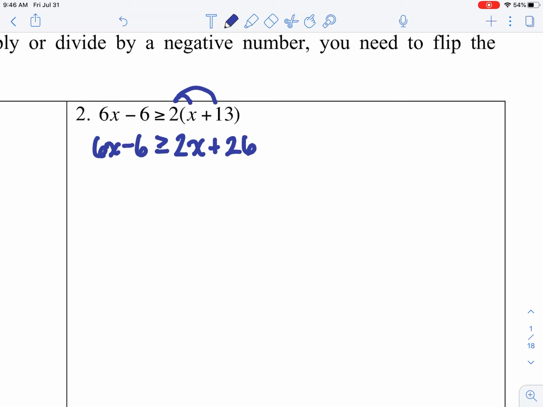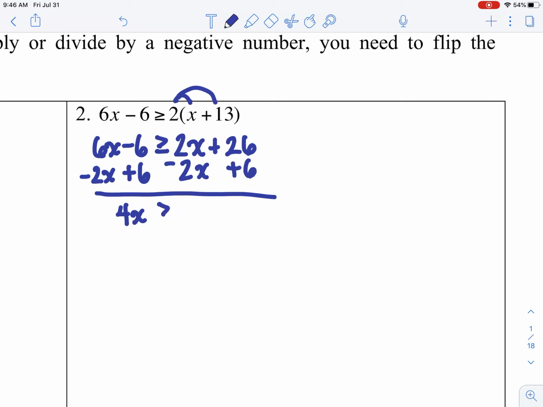What I want to do is, again, get all my variables to one side and all my numbers to the other side. Likely I want to try to keep the coefficient of my variable positive so I don't have to worry about flipping my inequality. So I'm going to subtract 2x from both sides. I'm also going to add 6 to both sides. As I do so, on the left-hand side, I get 4x. I'm going to keep my inequality the same because I didn't multiply or divide by a negative number. And as I add 26 plus 6, that comes out to be 32.